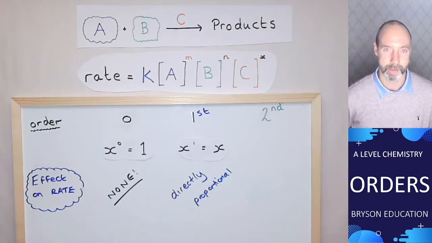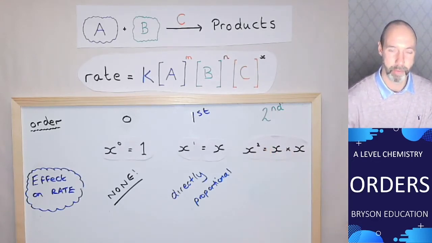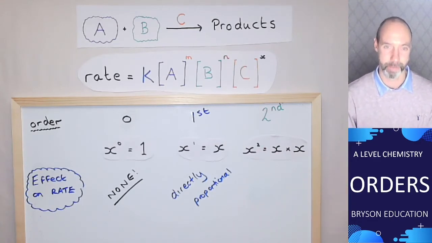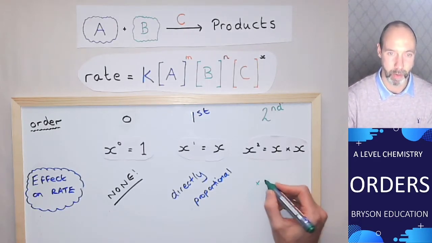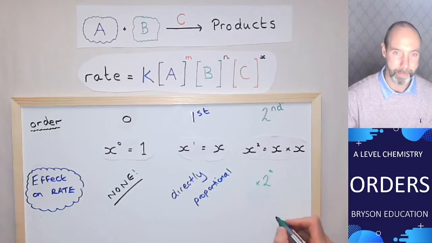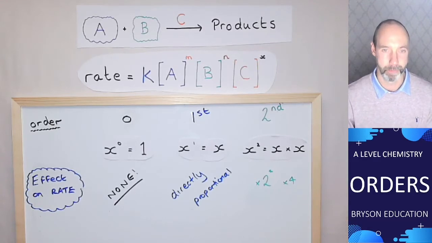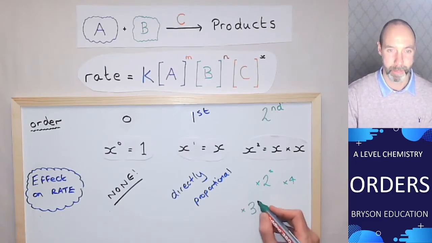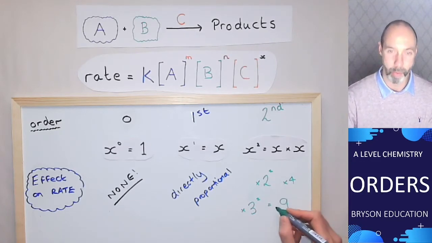So let's look at second order then. Reminding ourselves, something to the power of 2 is that value squared, it's multiplying by itself. So if we were to double the concentration of a substance, it means the rate would go up by a factor of 4. So 2 squared is 4. Now if we were to multiply the concentration by 3, so if you were to triple the concentration, then the rate would go up by 9.